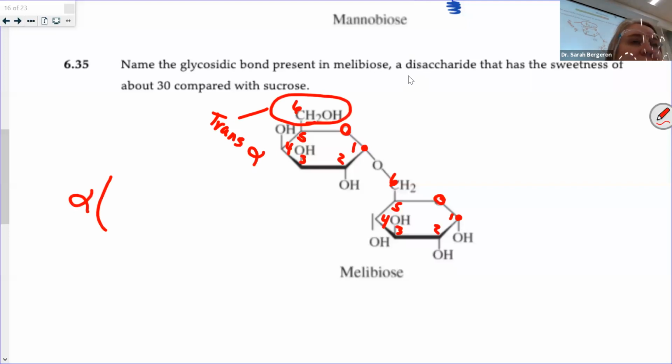And then we're going to put in parentheses the numbers, first for the anomeric carbon, then the carbon of the other ring. So start with your anomeric carbon. What's your anomeric carbon's number? 1, and then put an arrow because this is the bond that's forming between carbon 1 and carbon what? 6. Carbon 1 and carbon 6. So this is an alpha 1,6 glycosidic linkage. Okay. We all right on that?